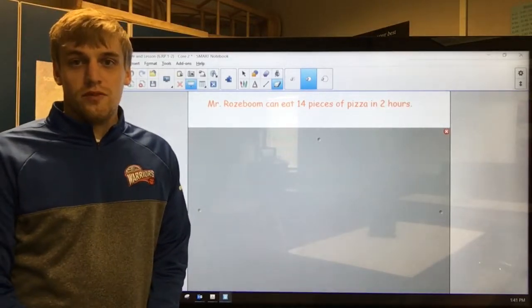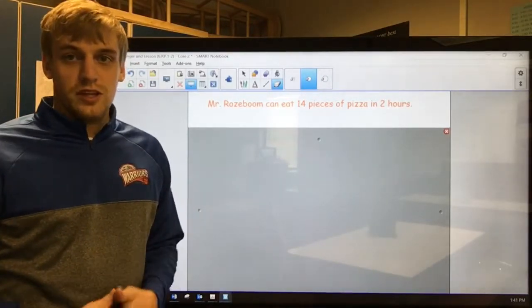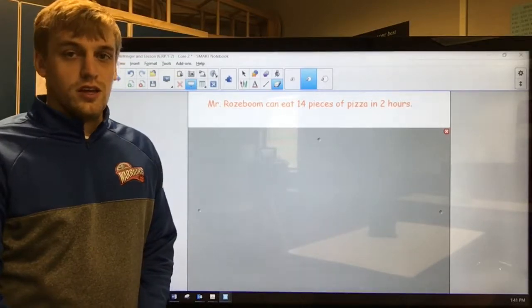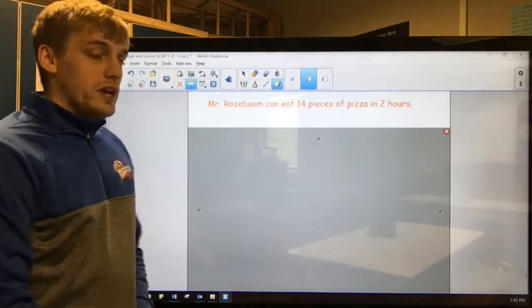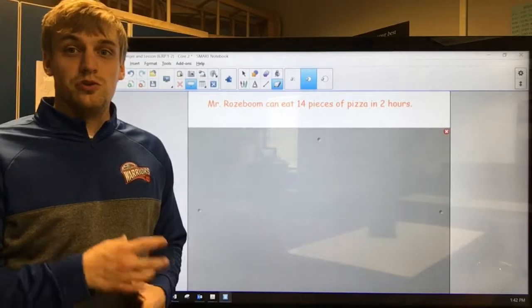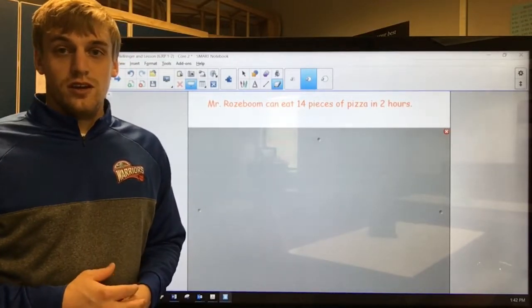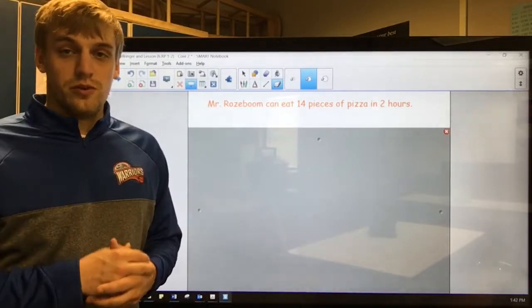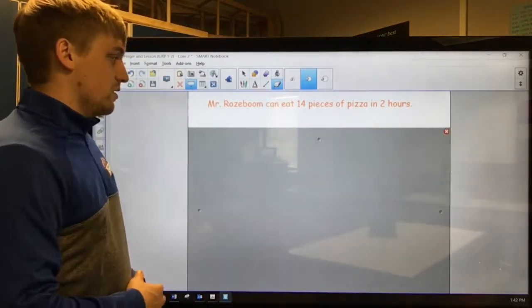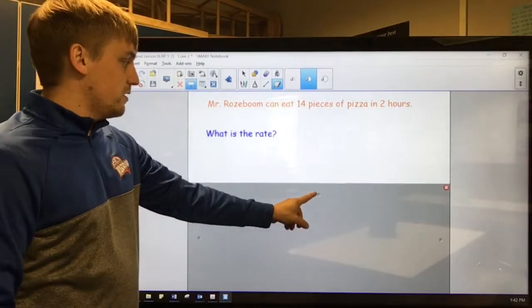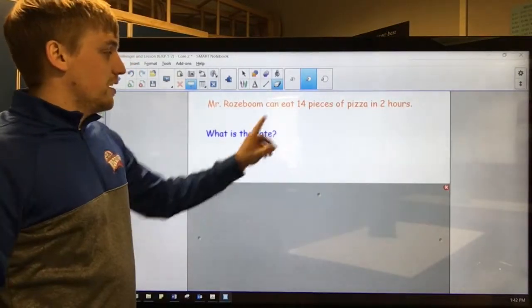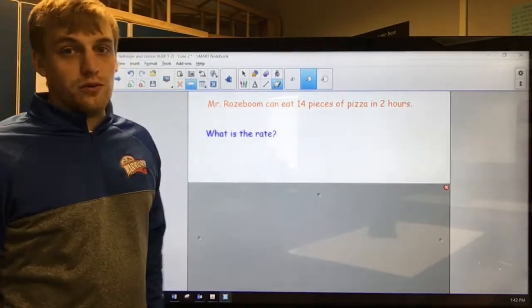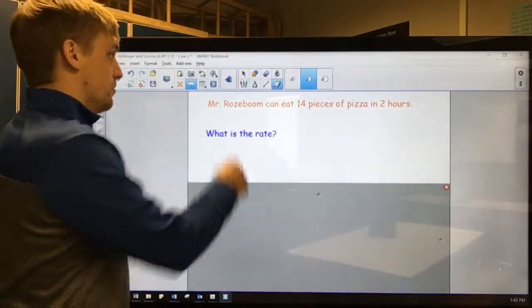Okay? So when I think of rate, I think about doing something and how fast I can do something. So a rate specifically compares two different quantities. A ratio compares quantities. A rate is when you compare two different quantities. So in this case, what is our rate? Our rate is pieces and hours. We're going to compare pieces and hours.